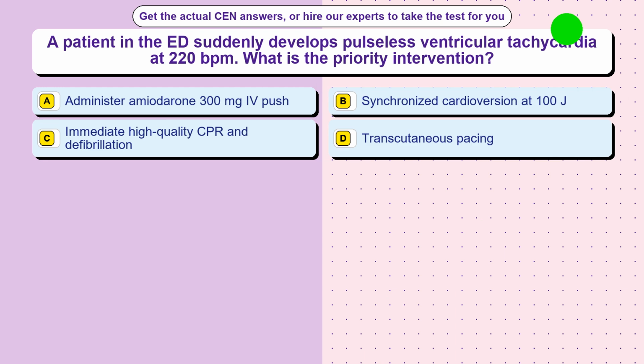Question 45. A patient in the ED suddenly develops pulseless ventricular tachycardia at 220 bpm. What is the priority intervention? Option A, administer amiodarone 300 mg IV push. Option B, synchronized cardioversion at 100 J. Option C, immediate high-quality CPR and defibrillation. Option D, transcutaneous pacing.